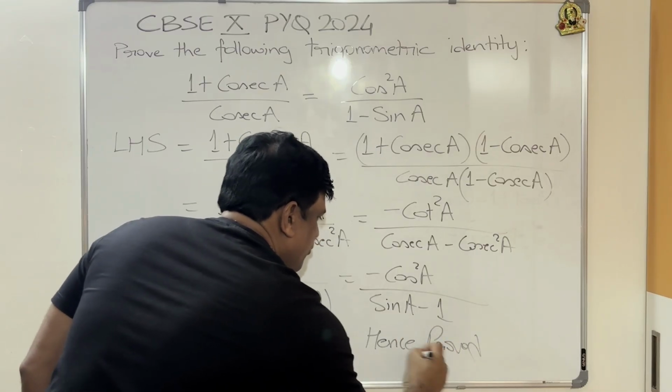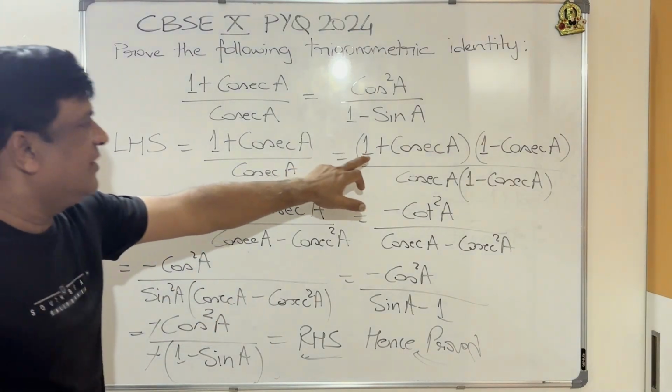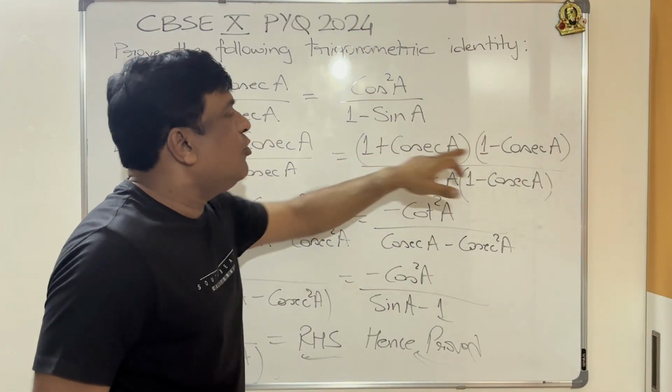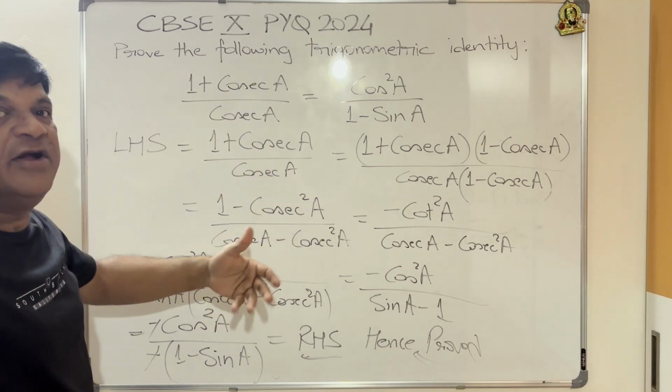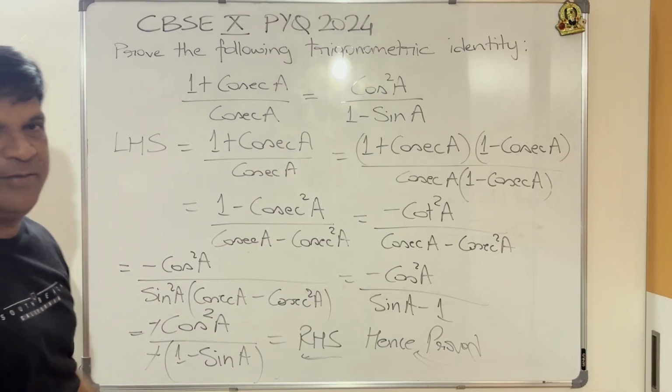So this is how you approach these problems. You need to just use the identities. If you don't remember the identities, it will be very difficult to solve these kind of problems. You always have to use the identities to solve these problems. Great.